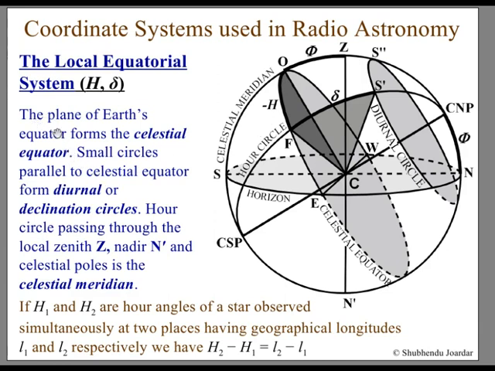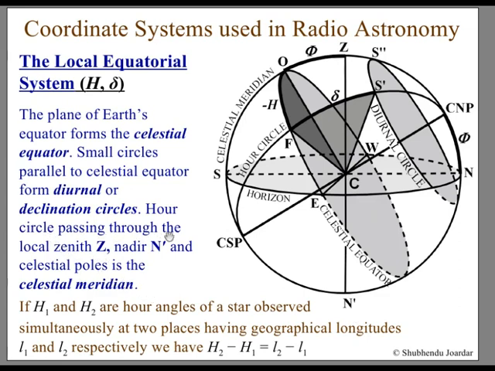So I will just read this one. The plane of Earth's equator forms the celestial equator. Small circles parallel to the celestial equator form the diurnal or declination circles. So this is the declination circle because this is the declination angle. Circles passing through the local zenith Z and nadir N dash and the celestial poles form the celestial meridian. Nadir is the point below us, and zenith Z is the point just above us, perpendicular to the plane in which we are sitting.